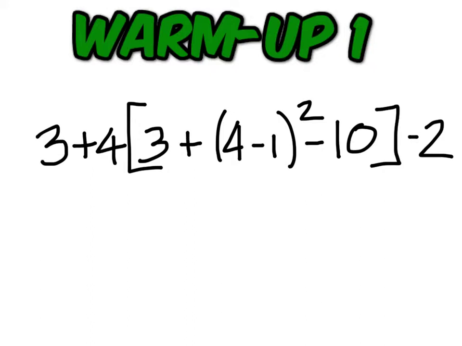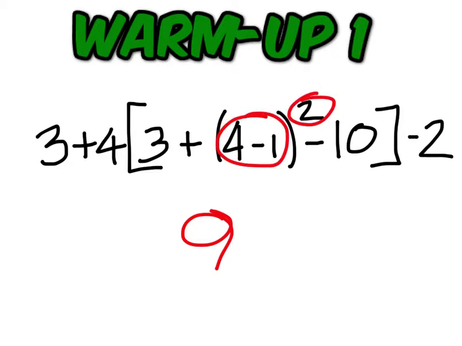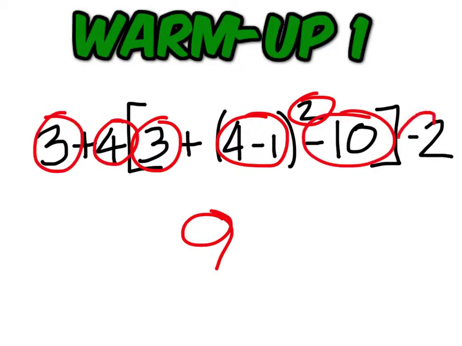Answer is 9 on this one. Almost everybody had that. You have to do 4 minus 1 is 3. Square it to get 9. Plus 3 is 12. Minus 10 is 2. Times 4 is 8. Plus 3 is 11. And minus 2 is 9.